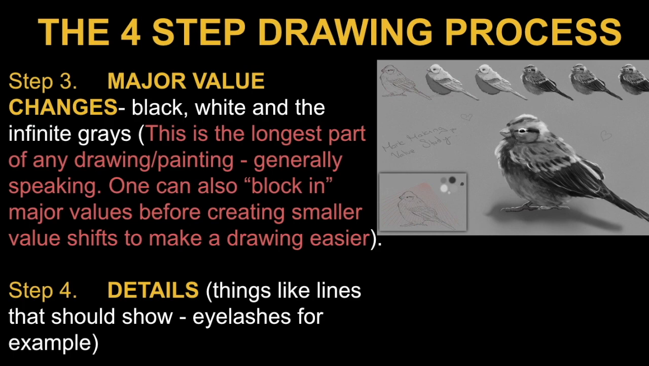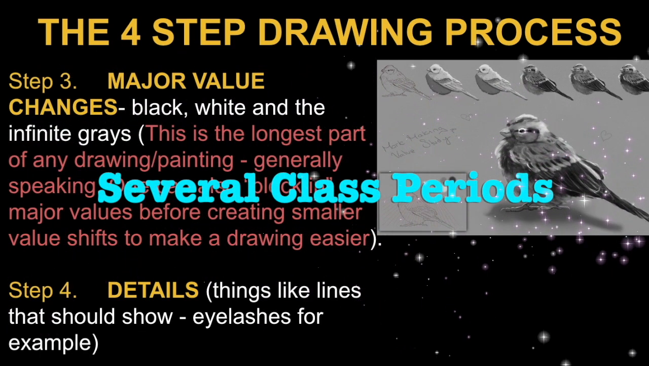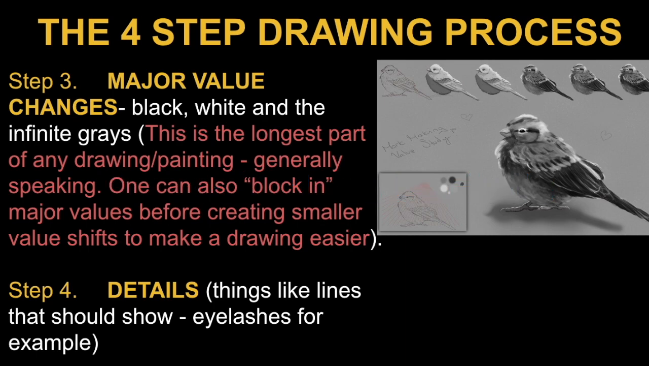Another thing that I want you to notice about major value changes is that it is going to be the longest part of the drawing process. As you can see here, there were 7 steps before this person got to the final version of their bird with the shadow underneath it. It's going to take you a while, several class periods, in order to create the values in your drawings.